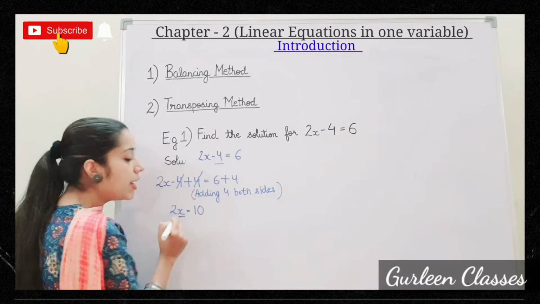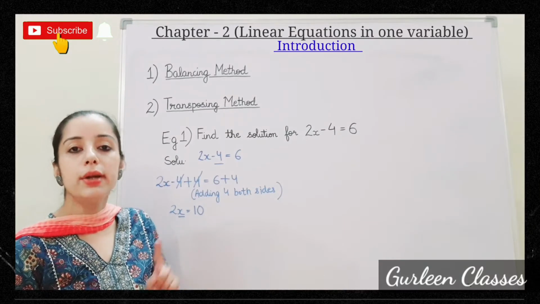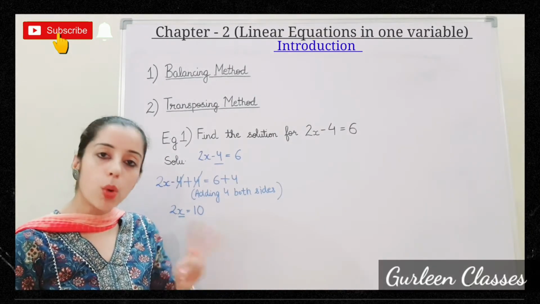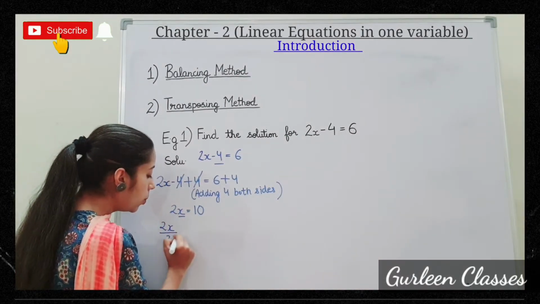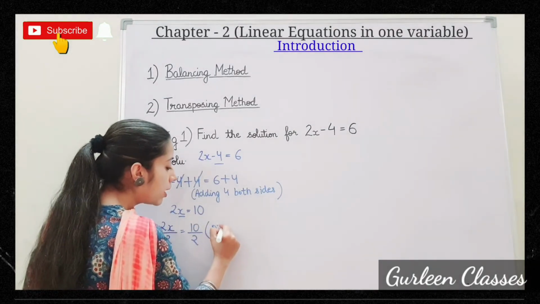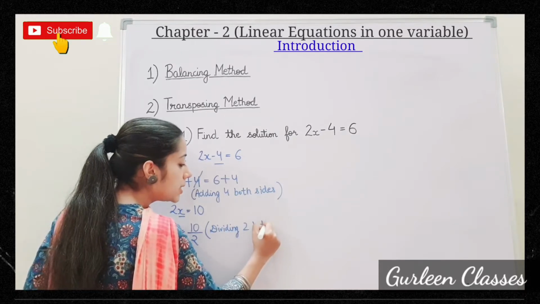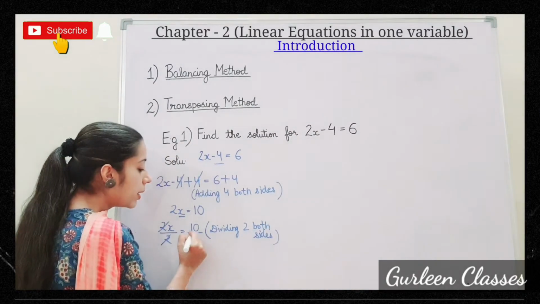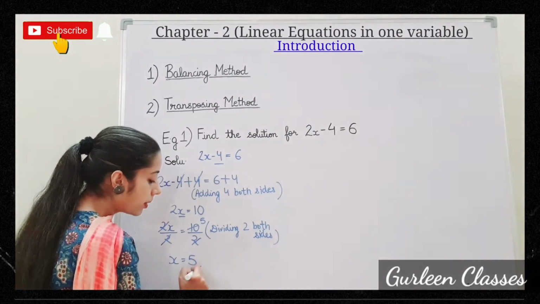So here we have variable x. But in front of x we have the coefficient 2. We have to remove that 2. So we will divide 2 both sides. 2x upon 2 is equal to 10 upon 2. So what we have done here? Dividing 2 both sides. So 2 cancel. 2 5s are 10. The value of x is coming here 5.